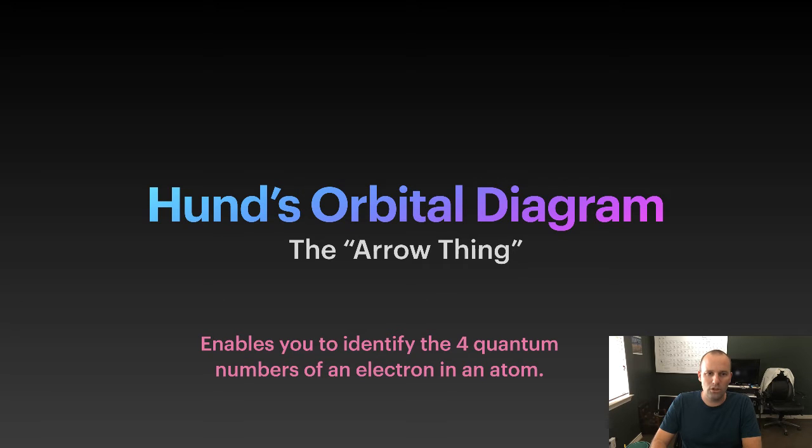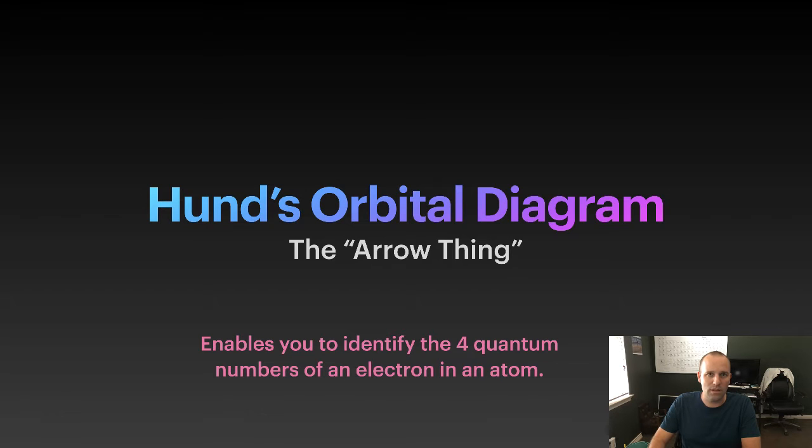Okay, we've learned how to do the electron configuration. It's time to learn something called Hund's orbital diagram. It's just a picture, that's all it is, a diagram of where all the electrons are in the atom. We know how to do the electron configuration now, so basically it's just turning that into a picture, and it's going to allow us to identify the 4 quantum numbers of the electron in the atom.